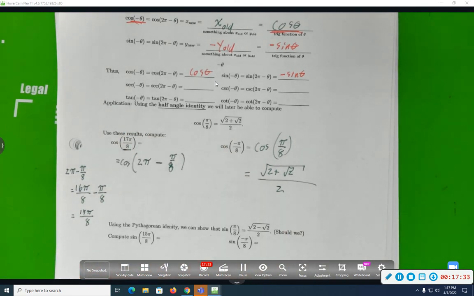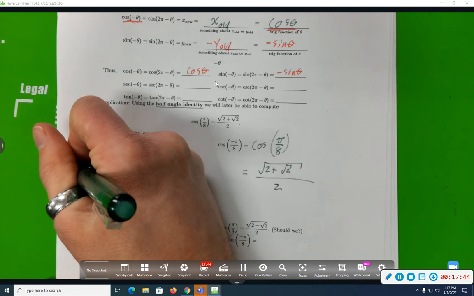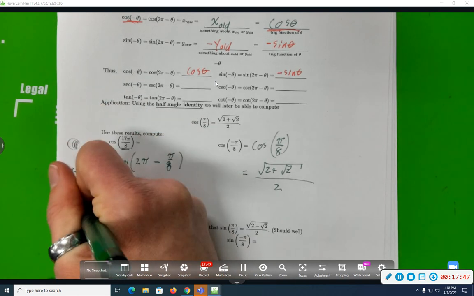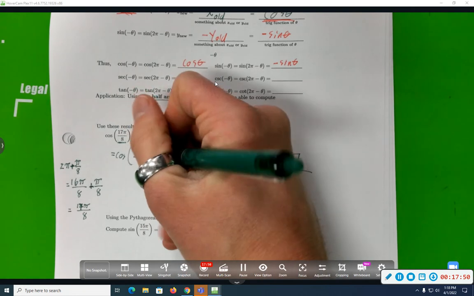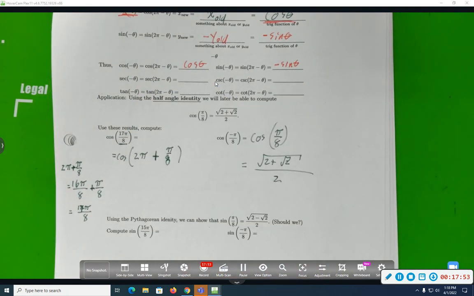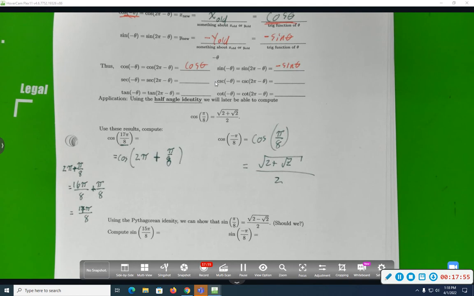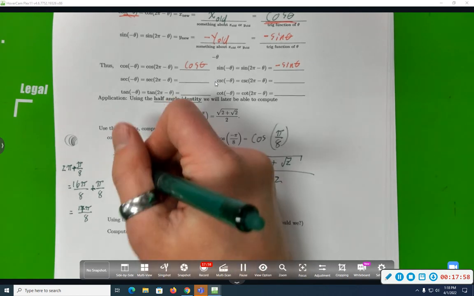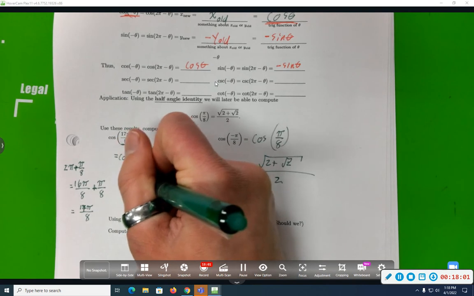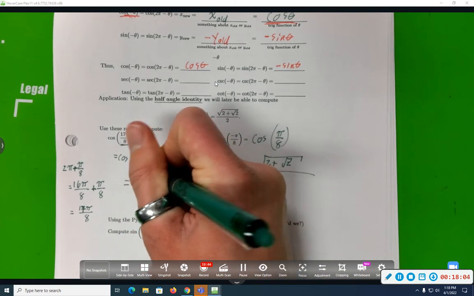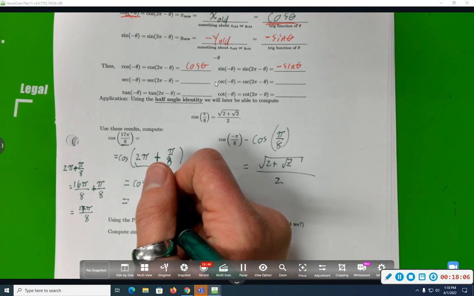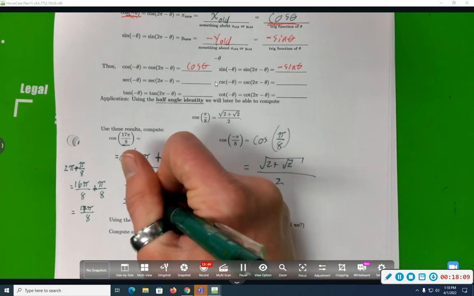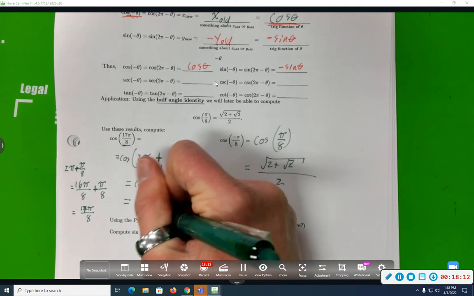Is that what's inside of those parentheses, though? No. So what should I change about that to get 17 pi over 8? Yes, I should put a plus there. All right, so this is the same as cosine of 2 pi plus pi over 8. Does cosine care if you add 2 pi to the angle? None of the trig functions do, so you can erase this extra 2 pi plus. Is that something that we know what it is? Groovy.